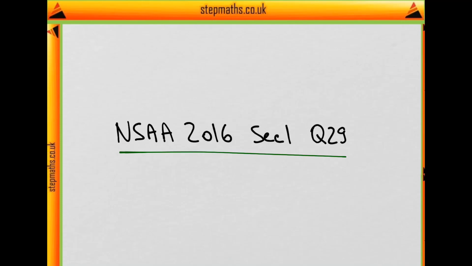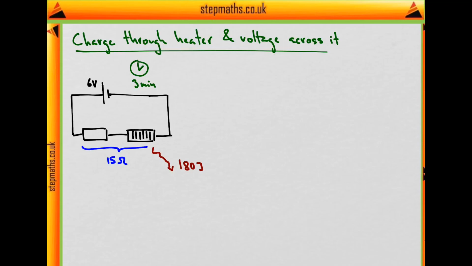In this video, we'll look at question 29 from the 2016 exam. In this question, we have the following circuit. There is a heater and a resistor connected up in series to a battery of 6 volts. And we observe this circuit for 3 minutes, and we see that during that time, the heater emits energy of 180 joules, probably as heat.